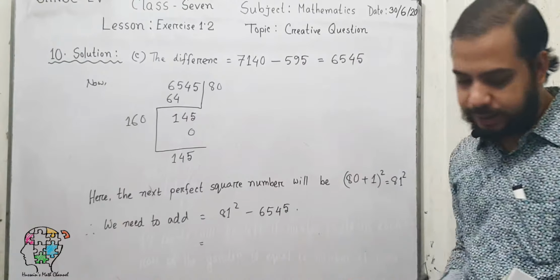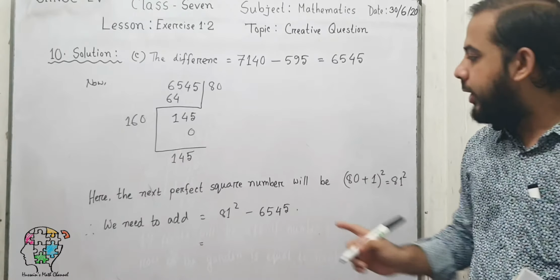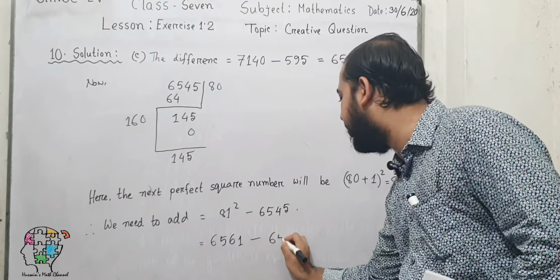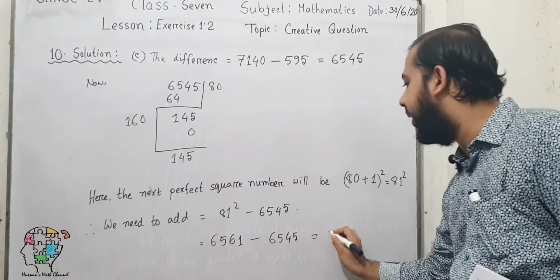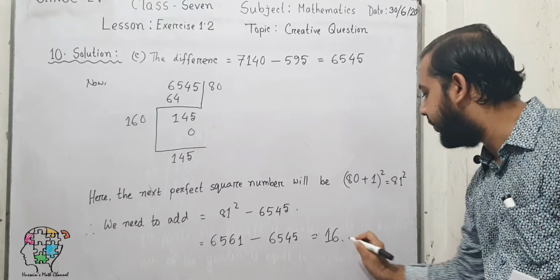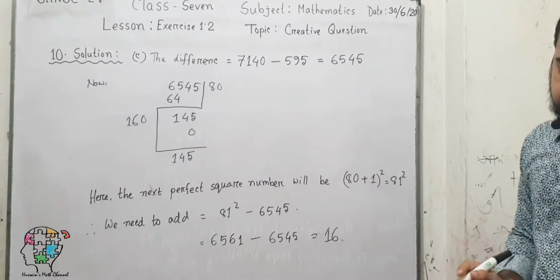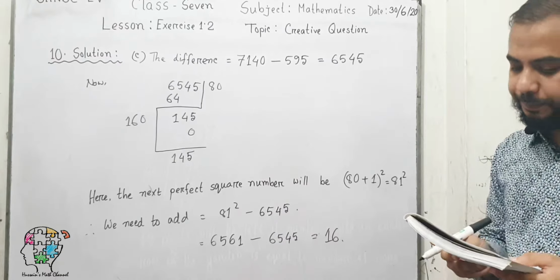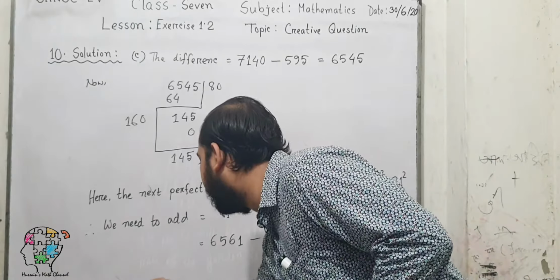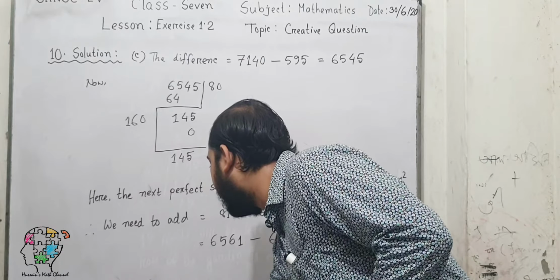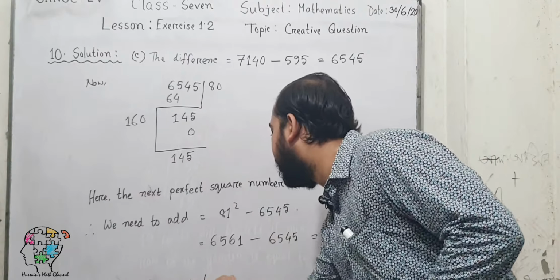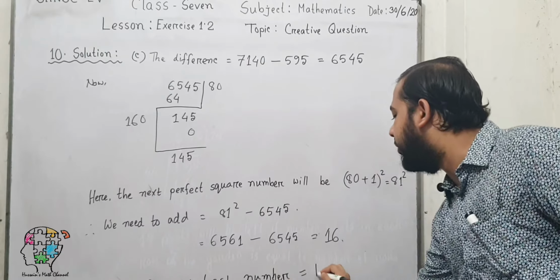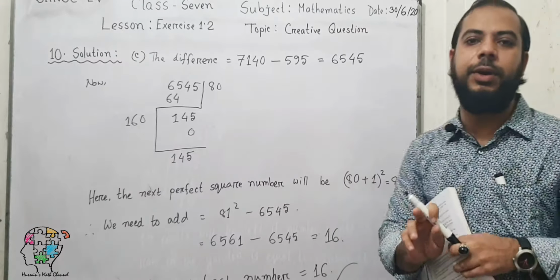Now we find this answer. 81 square means 6,561. Now if we minus 6,545, we will get 16. So our required least number is 16. Therefore, required least number is equal to 16, which completes our answer.